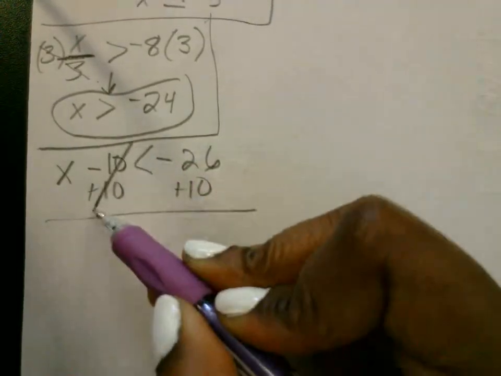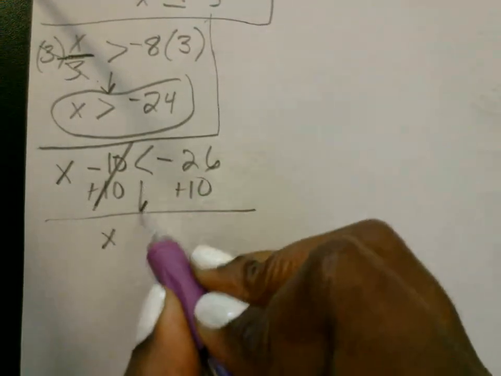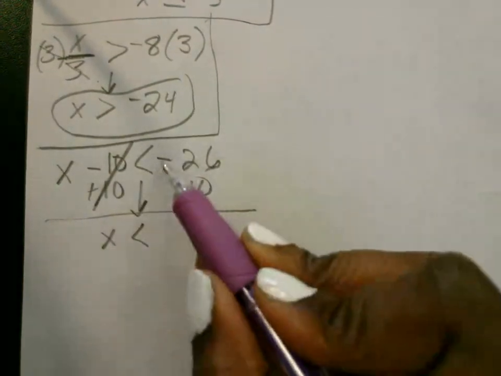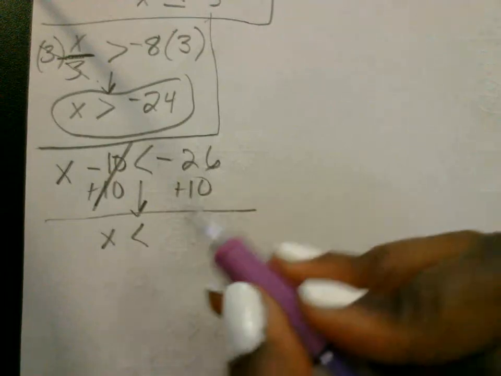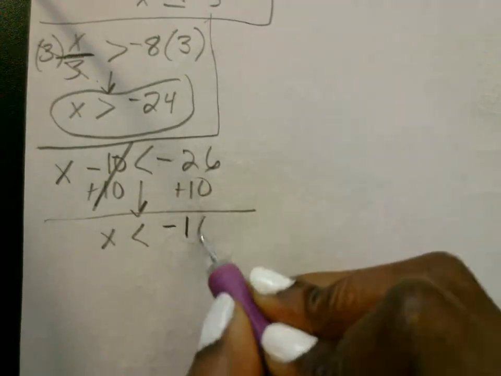This gives us 0. This side gives me x. Bring down the less than. It is what kind of 16? Positive or negative? This is negative 16.